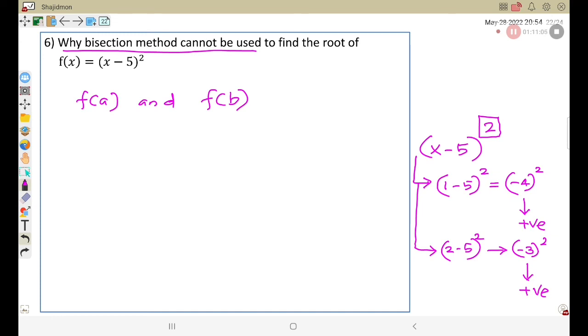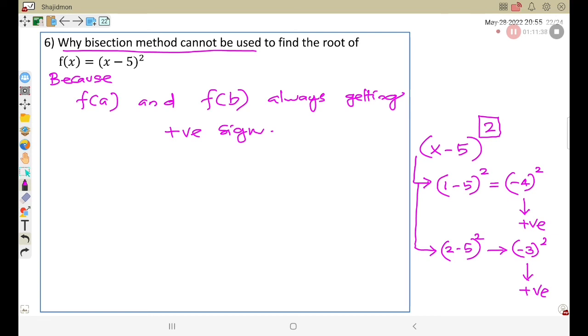So we can write the reason why the bisection method cannot be used in this question: because f of a and f of b are always getting positive sign. It is not getting opposite sign, only positive sign. So for the bisection method, we will not get the input numbers. So we cannot use the bisection method for finding the solution of this equation.